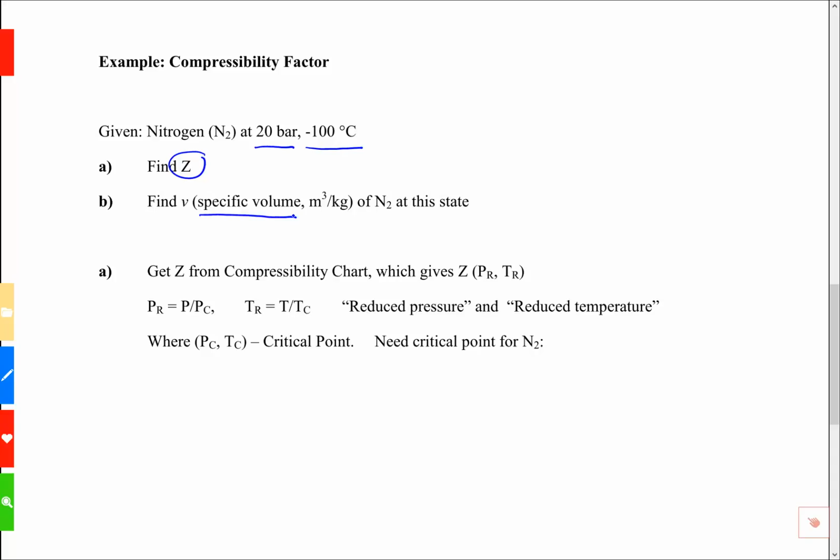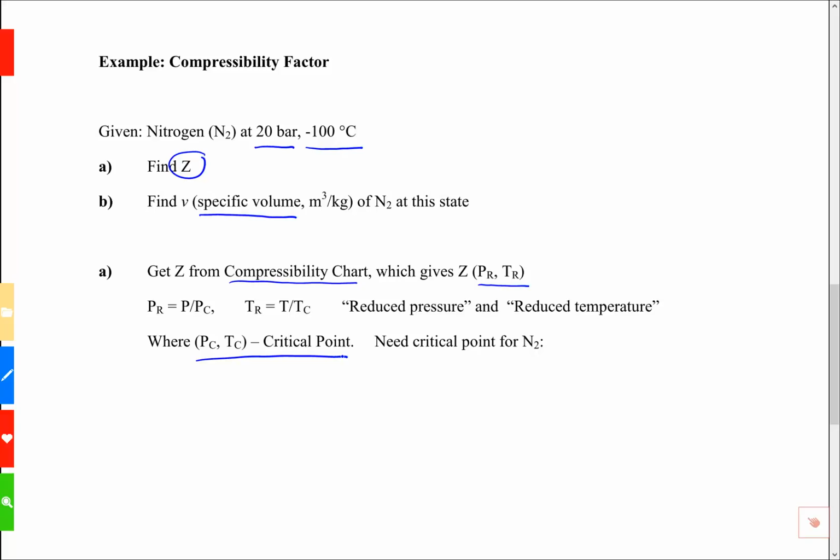All right, we're going to use the compressibility factor. So we're told to do that. There's a chart for that. Z is a function of PR and TR, where these are reduced pressure and reduced temperature, which are pressures and temperatures made dimensionless by the critical point. So the first thing we need is a critical point, and we have a table for that.